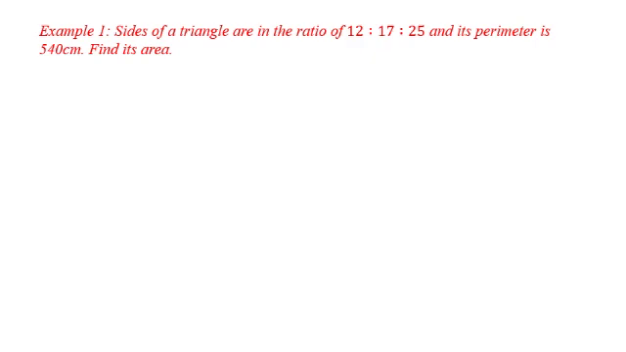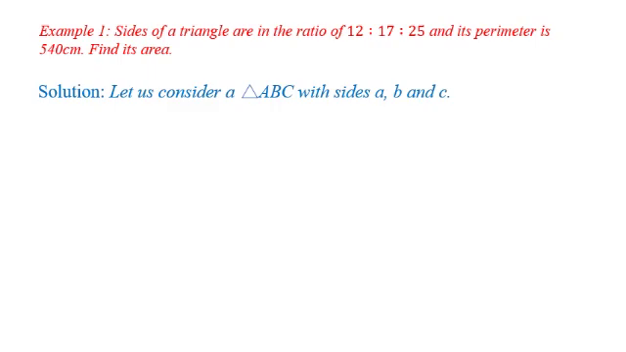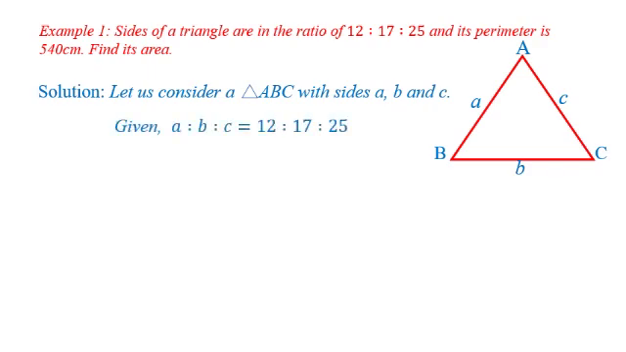So for this, let us consider triangle ABC with sides small a, small b, and small c as shown in the figure. We can take a as the side AB, b as the side BC, and c as the side AC. Then it is already given in the question that the sides are in the ratio. So we take a is to b is to c equals 12 is to 17 is to 25.